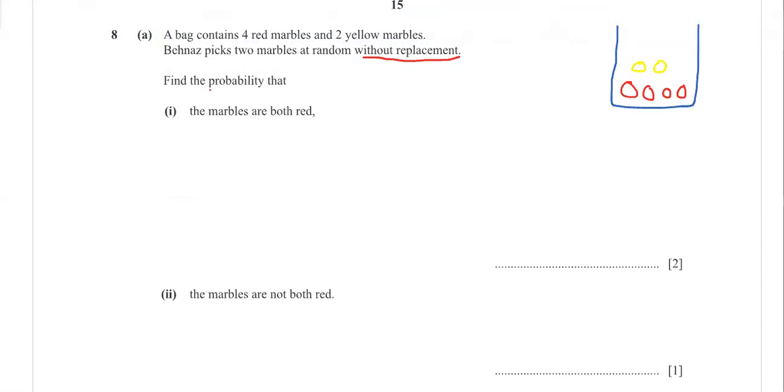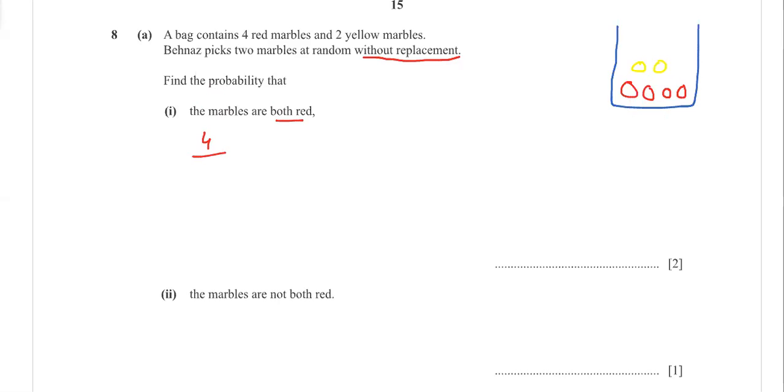So we have to find the probability that the marbles are both red. I mean the first one is red and the second one is also red. So let's go for the probability of both red marbles. When we select the first marble as a red marble, the probability will be 4 out of a total of 6, because you can see the total is 6.